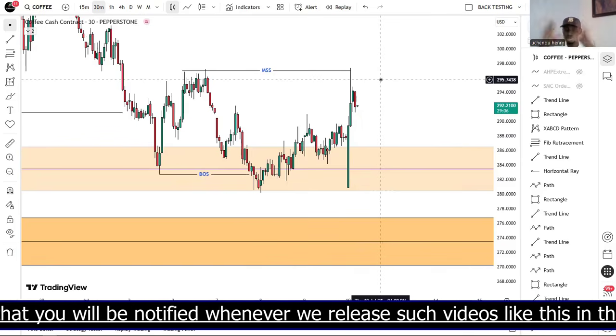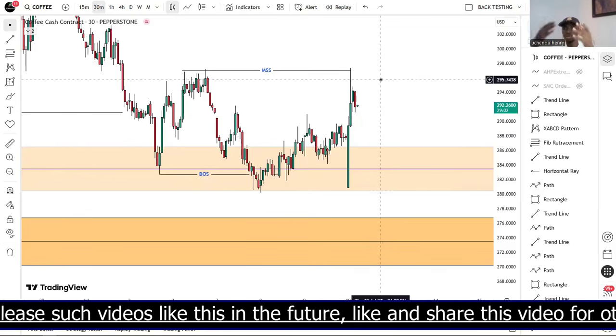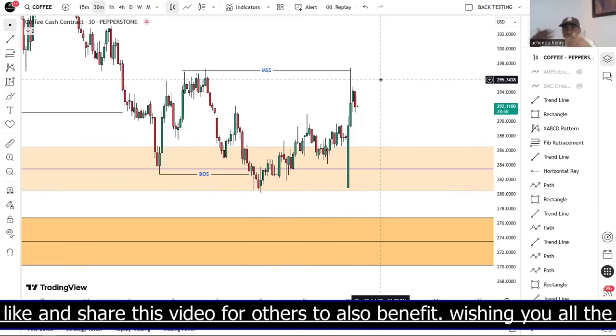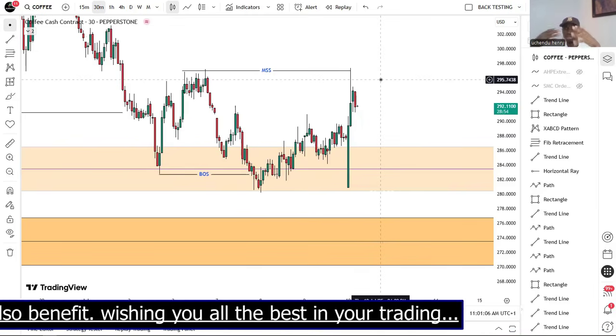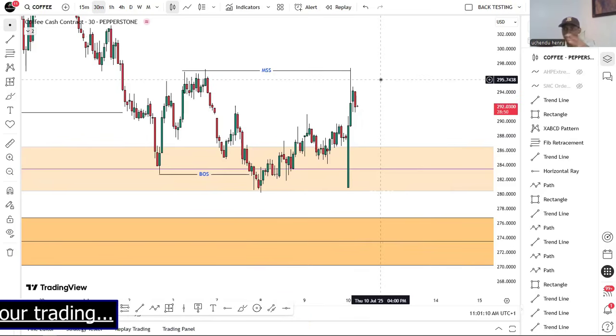Okay, so just to summarize what we have discussed today, we have discussed market structure, we have discussed the concept of inducement liquidity, and we have also discussed the concept of entry after price has given us inducement liquidity. We have also understood how to look at higher time frame key levels and how to pick our trade. So this will bring us to the end of this video on coffee, as we look at the latest developments as time progresses.